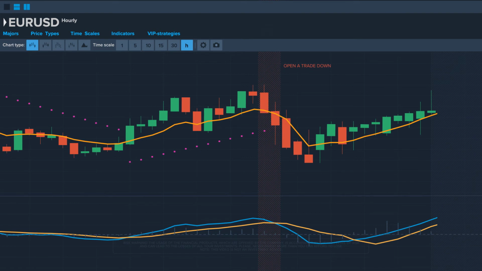To open a down trade, wait until the exponent is headed downward and make sure that you have a descending trend. The MACD line must intersect the signal line top down and the parabolic dot must be above the chart.